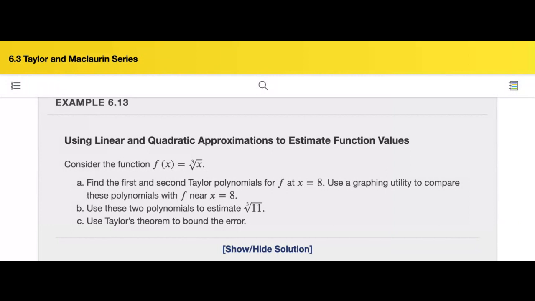So let's see this one. Find the first and second order Taylor polynomial for f at x equals 8. Well, that's easy, right? Because it's centered at 8. Use a graphing tool to compare. And B, use the two polynomials to estimate the cubic root of 11. Then use Taylor's theorem to bound the error.